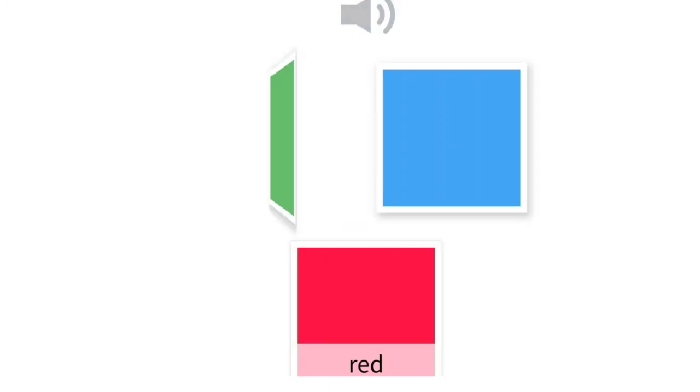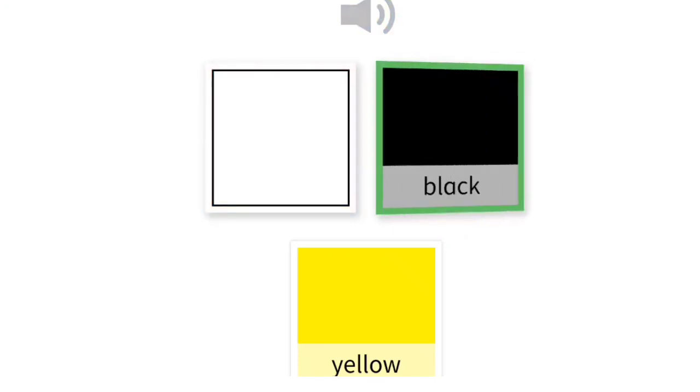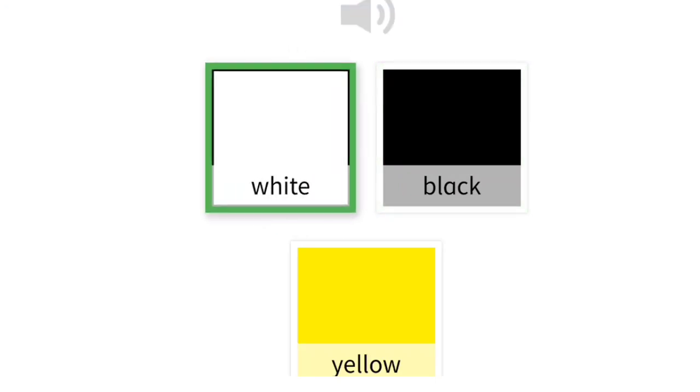Dear students, let's practice all the color. Which is red color? Click on the red color. This is red color. Click on green color. This is green color. And where is blue color? This is blue color. Where is yellow color? This color is yellow color. And this is white color. This is black color and this is white color.